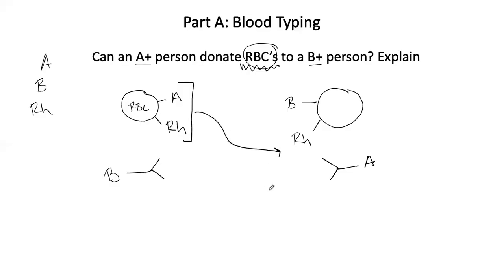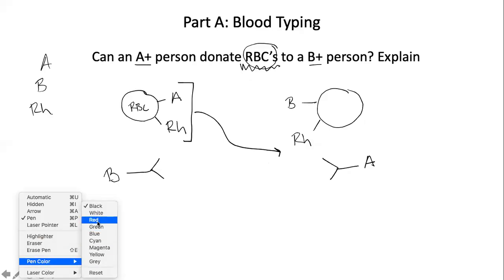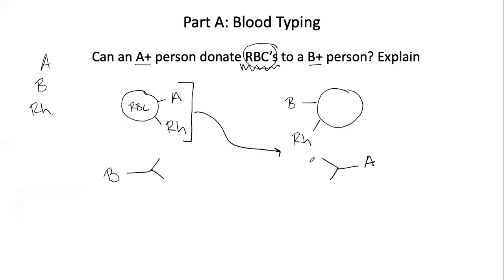Can we put that red blood cell into this person? No. Why not? Because this antibody is going to bind to this antigen and agglutinate it. We don't have any Rh antibodies, so we don't have to worry about that. We don't have to worry about B antibodies coming in contact with B antigens because we're not donating this, just these red blood cells. Okay, try the next one.